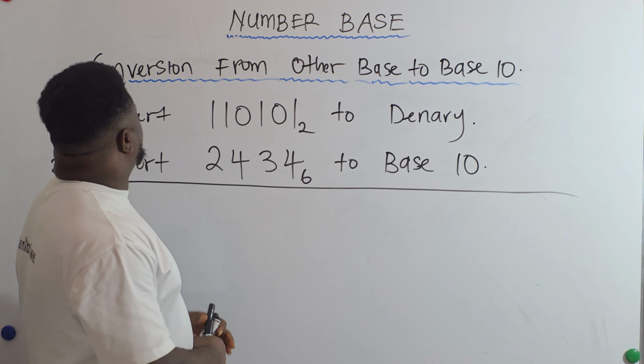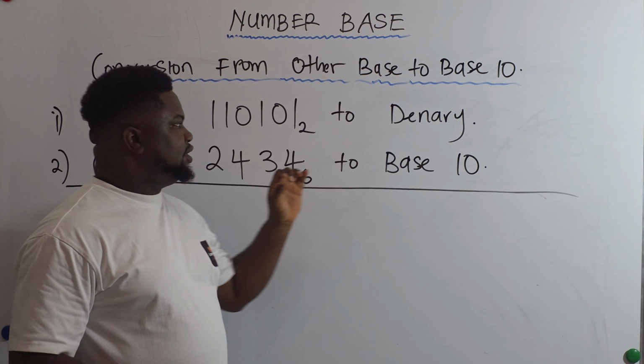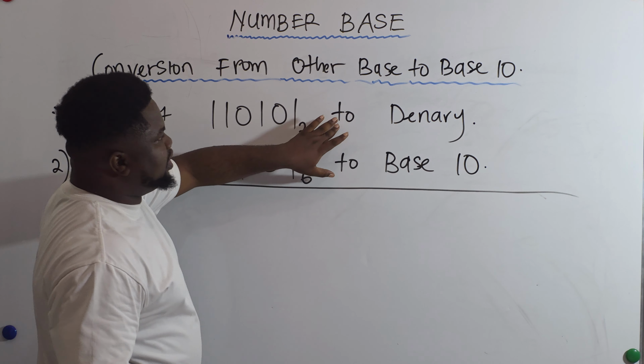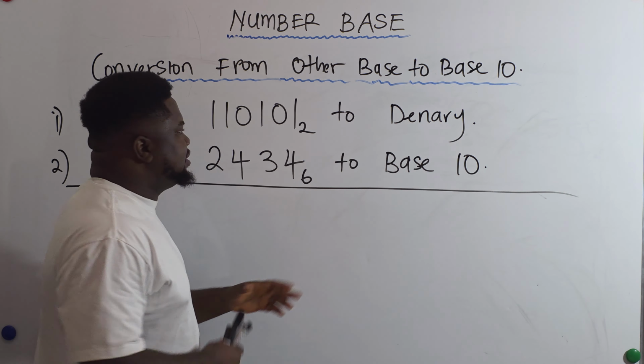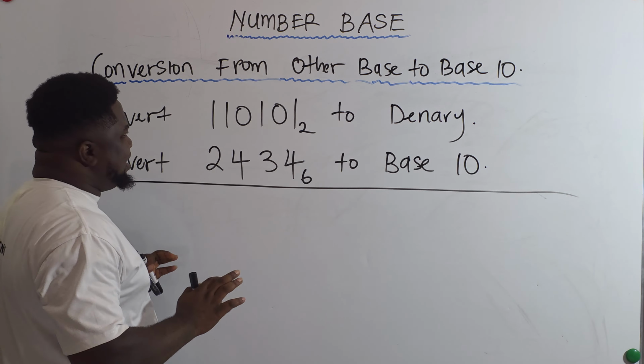Quickly, let's look into conversion from other bases to base 10. If you observe, these are other bases. We are going to denary, meaning base 10. So how do we do this? It's simple. Let's not waste time.